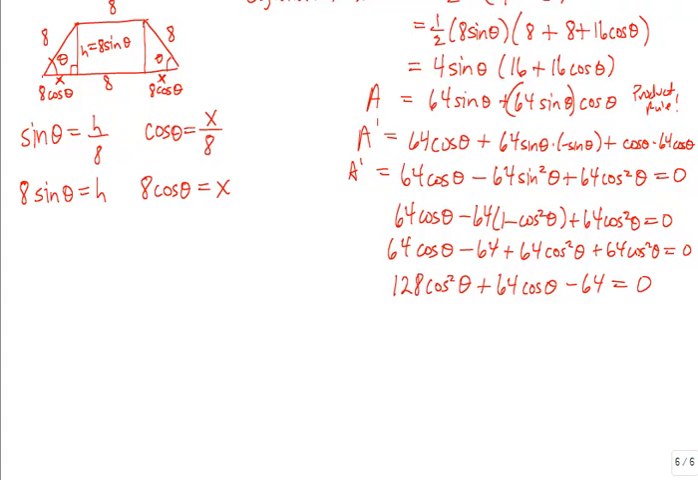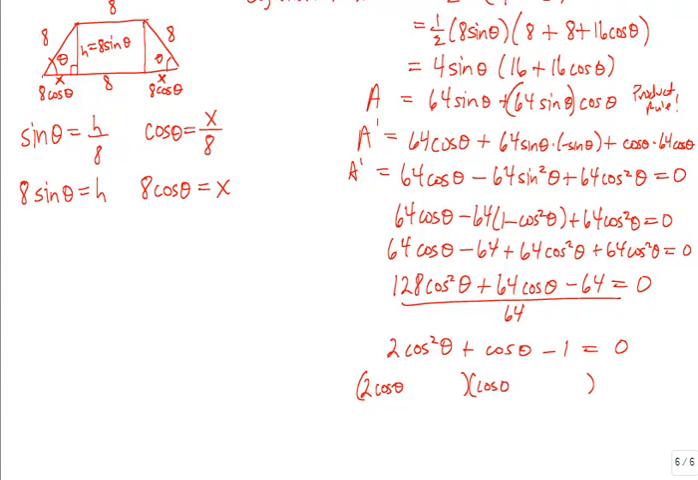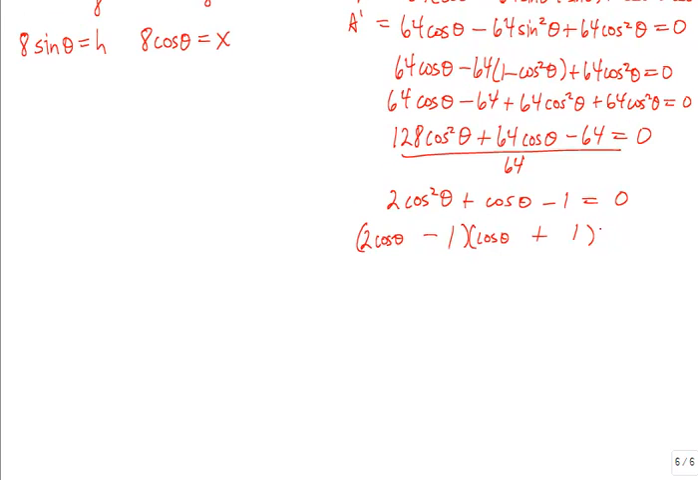If you want, just to make the numbers a little bit easier here, you can divide everything through by 64. So this is 2 cosine squared theta plus cosine theta minus 1. And that will factor, because it's like a trinomial. If we have 2 cosine theta times cosine theta, and a 1 and a 1, let's make the 2 a plus and the 1 a minus, and we'll get a positive middle term. So when I set these to 0, I'm going to add the 1 and divide by 2. We need to know where is cosine theta equal to a half.